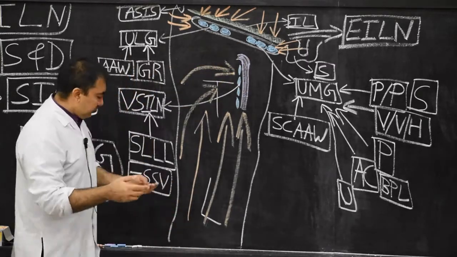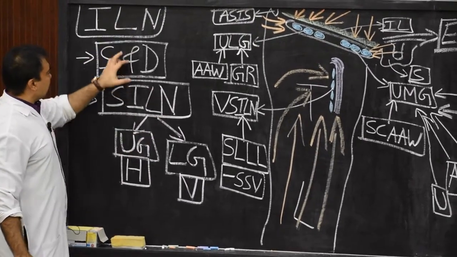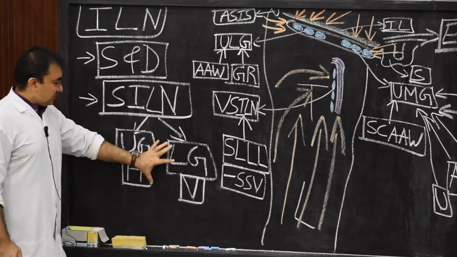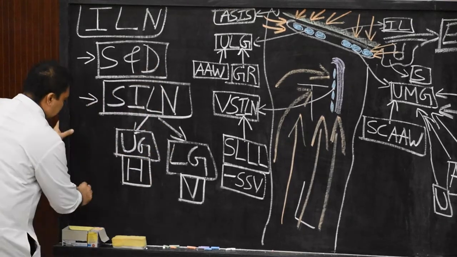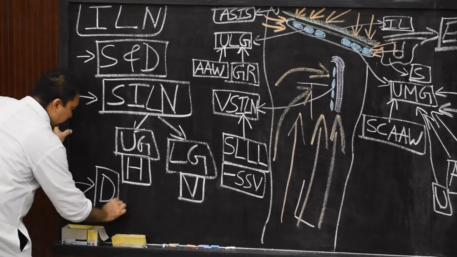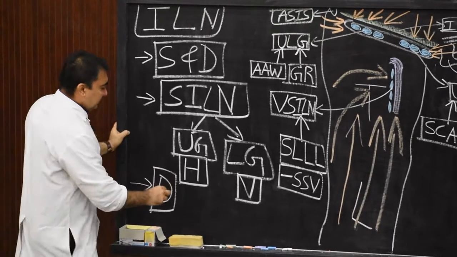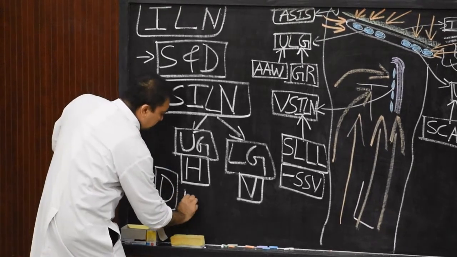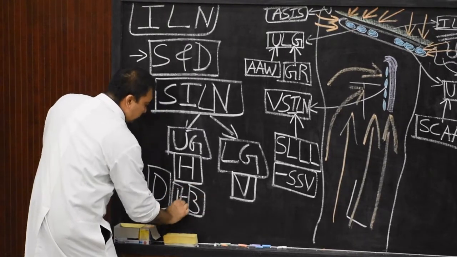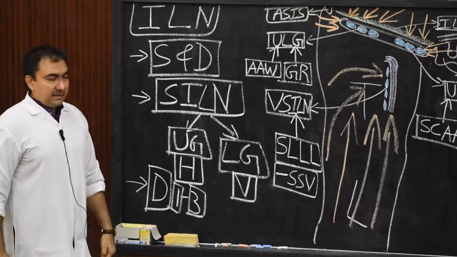Now if we come on this side, here we have finished the superficial. We have divided the inguinal lymph nodes into superficial and deep. Superficial we have finished. Now the deep. So here, if I write the deep group of inguinal lymph nodes, how many are there? They are around 1, 2, 3 in number, usually 3. Where are they arranged? Very important.